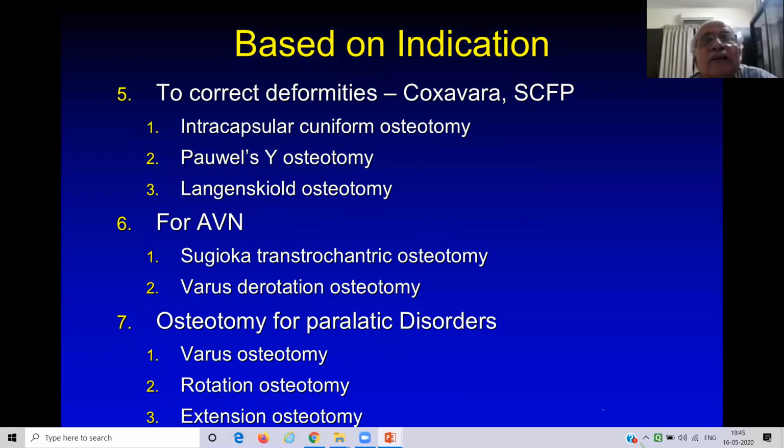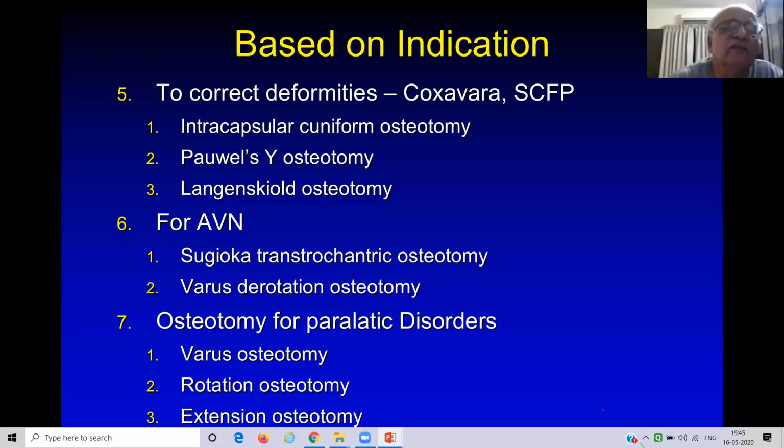Then to correct deformities, that is very important. Coxa vara, slipped capital epiphysis. We do varieties of osteotomy like intracapsular cuneiform osteotomy, Powell osteotomy, Langenskiold osteotomy. These are the osteotomies done for correction of deformity, whether they are coxa vara, flexion deformity, or adduction deformity. Varieties of this can be done.